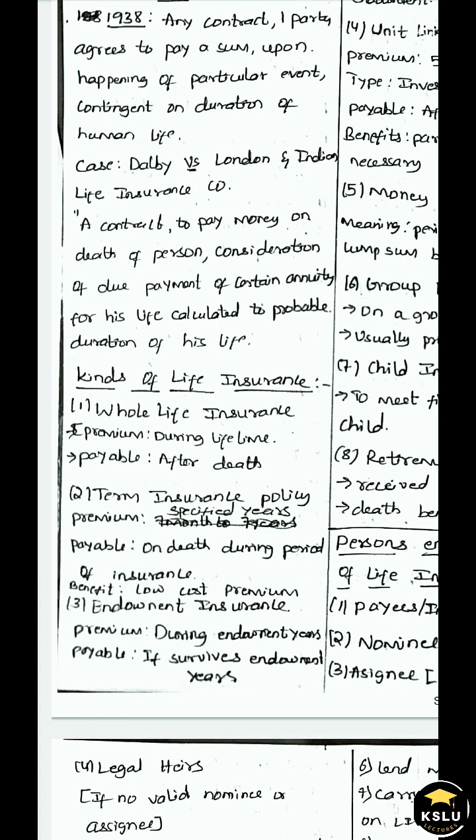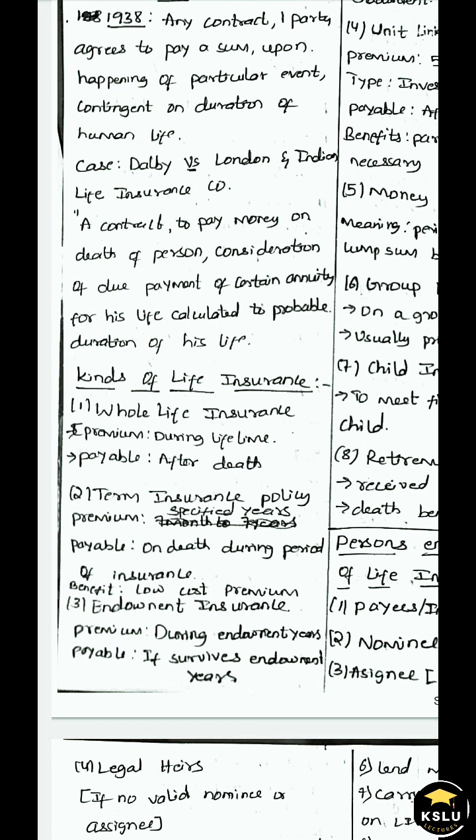The next is endowment insurance policy. In endowment insurance policy, it is also a policy where the term is set. The period for insurance is set. So the premium is paid during endowment years only, and the policy matures after the endowment years are completed, and he will get the claim only if he survives the endowment period.